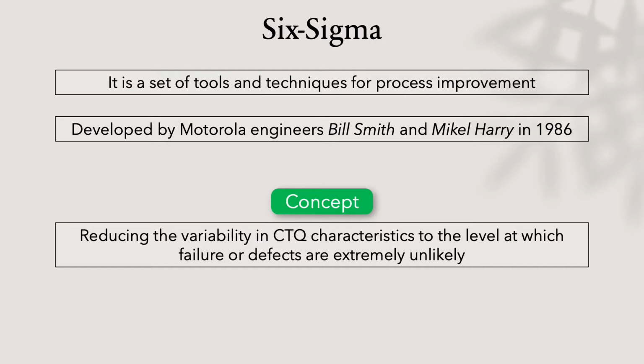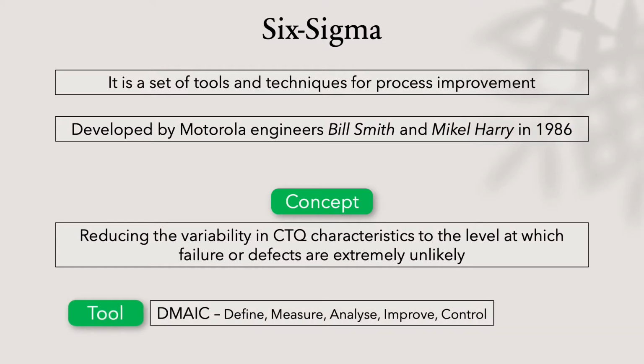And the tool that is used for the implementation of Six Sigma is DMAIC, that we have already studied in detail. And you know that DMAIC is an abbreviation of the words define, measure, analyze, improve, and control. These are the 5 steps which are involved in the DMAIC process, which helps in implementation of the Six Sigma methodology for improving a process.